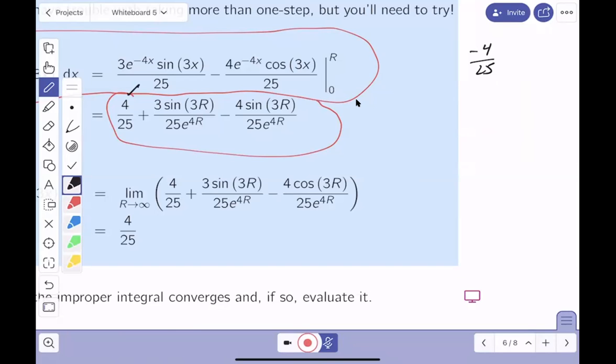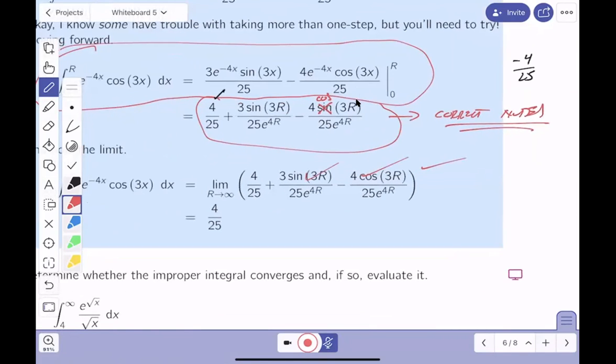Whoops, I made a typographical error over here, and I have to correct that. This is cosine. Sorry about that, so I need to correct my notes. I'm hoping you don't see that in your notes, by the way. Let's take the limit now. What's the limit? The limit is 4/25. These definitely go to 0 really quickly. So 4/25. We did it. A lot of work over there. There was a small typographical error, and I'll correct that in the notes later.